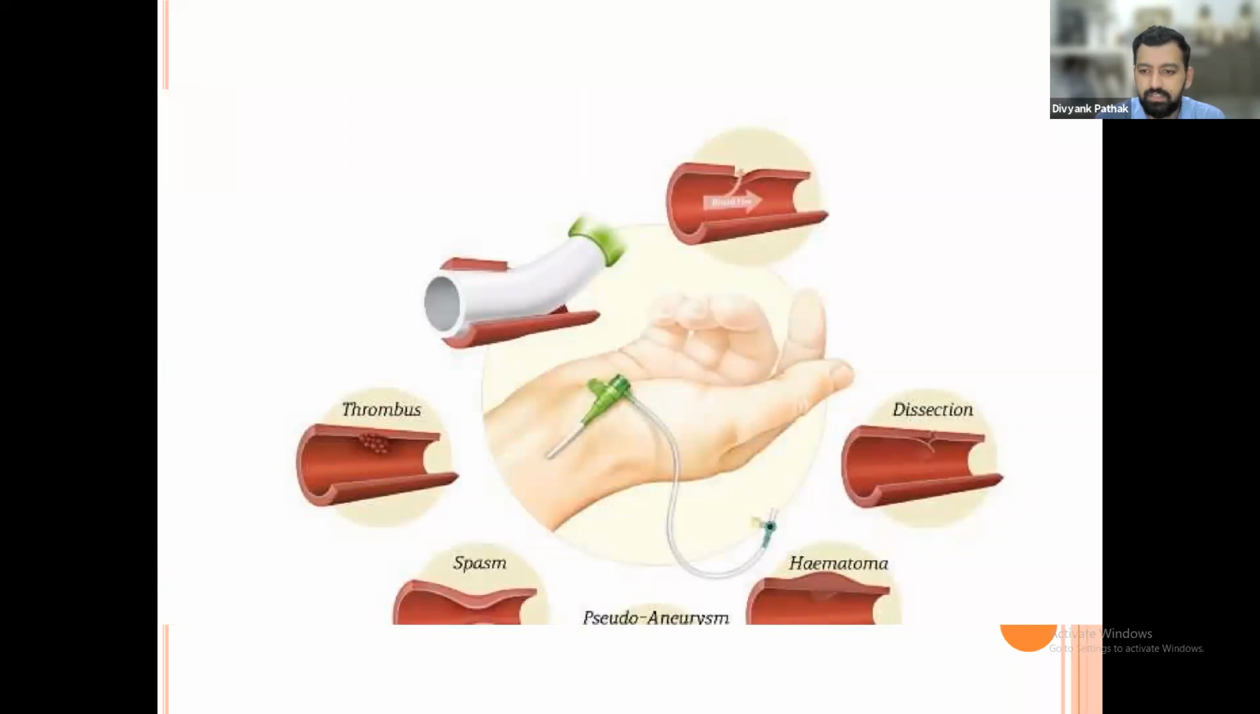So these are the things, like in the artery you can cause dissection. Total occlusion of the artery should also not be there. You should find the right size of the arterial line, and there can be a tear of the artery, thrombus can be formed, spasm can be there, or hematoma can be there. These are the common complications.